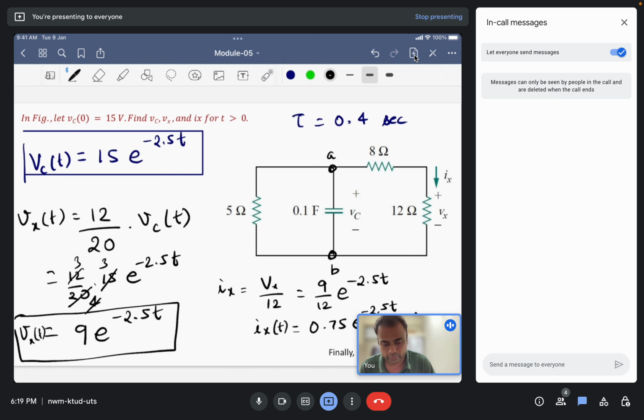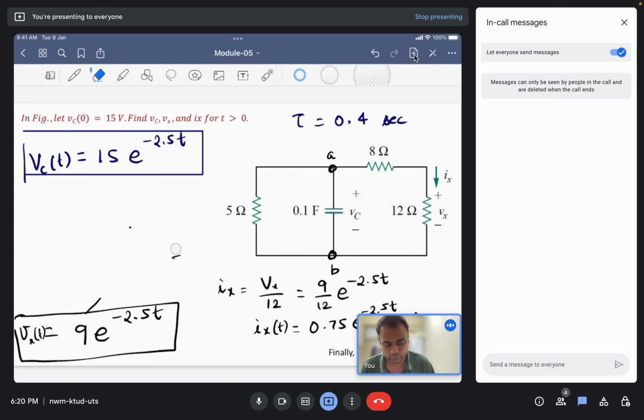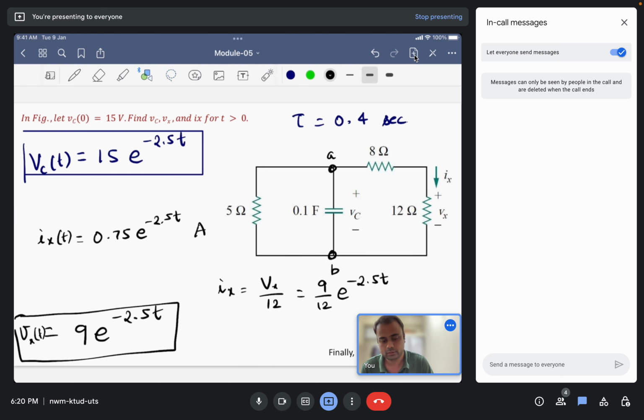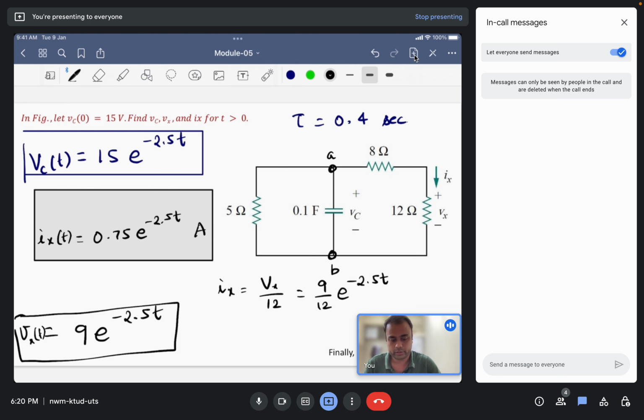So finally we have calculated all the three quantities, that is Vc(t), the voltage drop across the capacitor, then the voltage drop across the 12 ohm resistor, and finally the current passing through the 12 ohm resistor. I'll just write the units. The voltage will be in volts, these two quantities are volts, and current is in amperes. So this was a simple and straightforward answer with a time constant of 0.4 seconds. So let us move to the next problem.